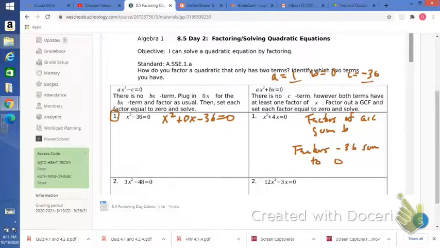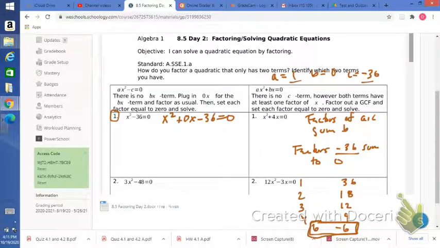Alright, so let's list the factors of 36. And we know that 1 has to be positive and 1 has to be negative, because when you multiply them together, we need negative 36. So we have 1 and 36, we have 2 and 18, we have 3 and 12, 4 and 9, and then 6 and 6. Now, if I look down at the bottom, if I make one 6 positive and one 6 negative, notice how they're going to sum to 0. So those are the factors I'm looking for.